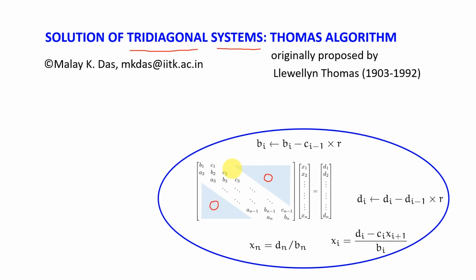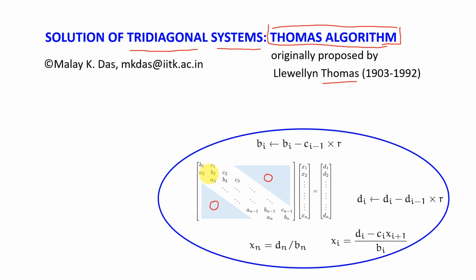To solve such a system of equations, we usually use a technique that we call the Thomas algorithm. And the Thomas algorithm is designed based on Gaussian elimination. We can say it's a simplified version of Gaussian elimination, which was originally proposed by Llewellyn Thomas, and in his name we call this the Thomas algorithm. The idea here is that we go with forward elimination and back substitution as we did in Gaussian elimination.